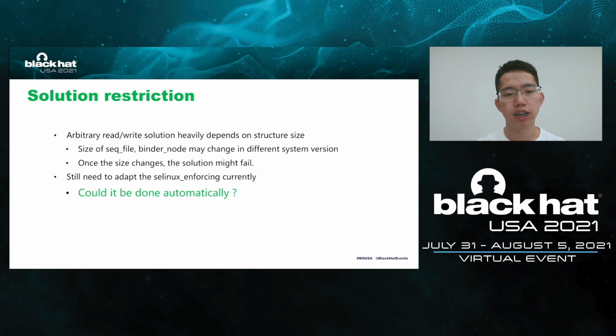Finally, I would like to point out some shortcomings of this scheme. Because the sizes of Circ5, bender load, and equal item structures are exactly 128. But these structures may differ in different system versions. Once the size of the structure changes, the current plan may fail. The second point is that we still need to adapt this to SELinux enforcing. So could it be done automatically with the ability of arbitrary read and write? I would like to leave this question for you.